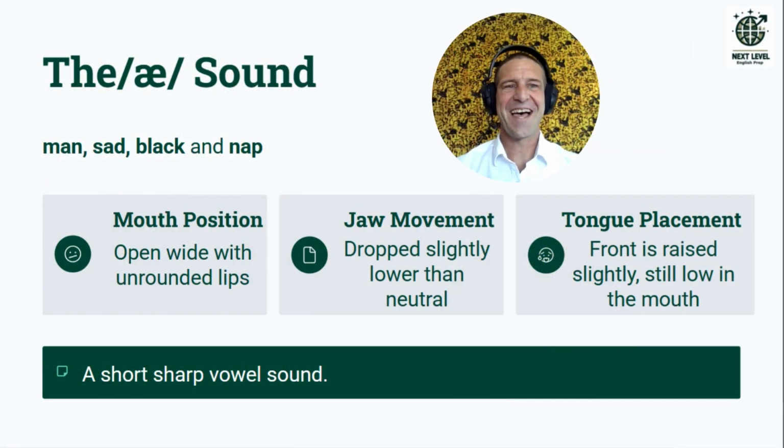Let's start with the æ sound. This is the sound in words like man, sad, black, and nap. This is a short, sharp vowel sound. To make the æ sound correctly, here's what you need to do. Open your mouth wide with your lips unrounded. Some people describe this as having square lips.